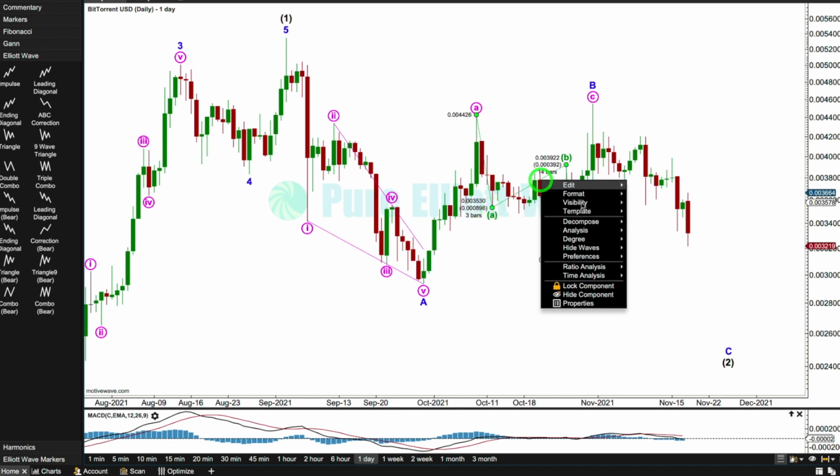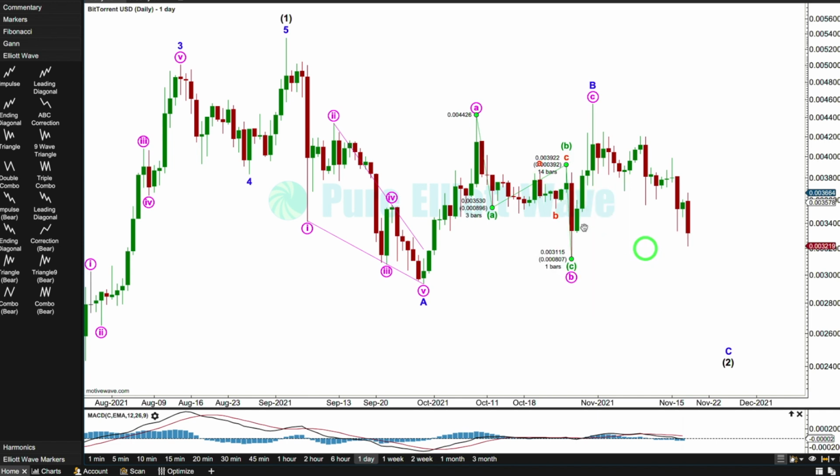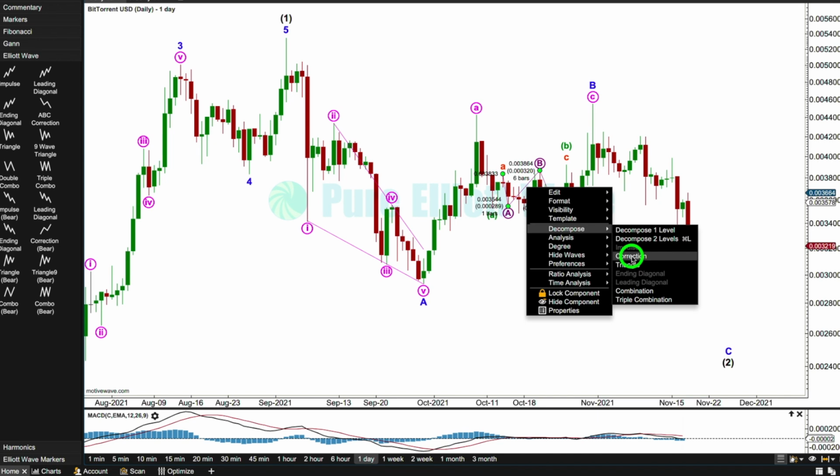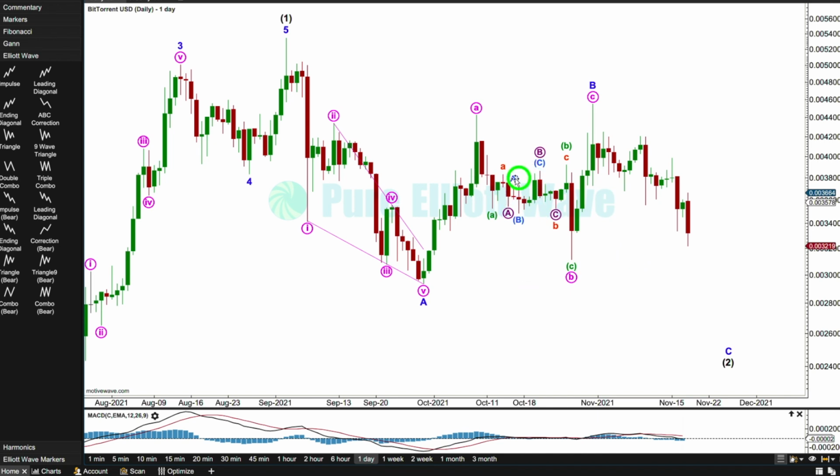Is B some kind of expanded flat or combination? Oh. Okay, it can't be an expanding triangle. A, B, C, D, E. A, B, C, D doesn't move beyond the end of what would be B. But I find this is so common. B waves, within B waves, within B waves are so commonly expanded flats, nested expanded flats. If you're stuck with your B wave, consider nested expanded flats.